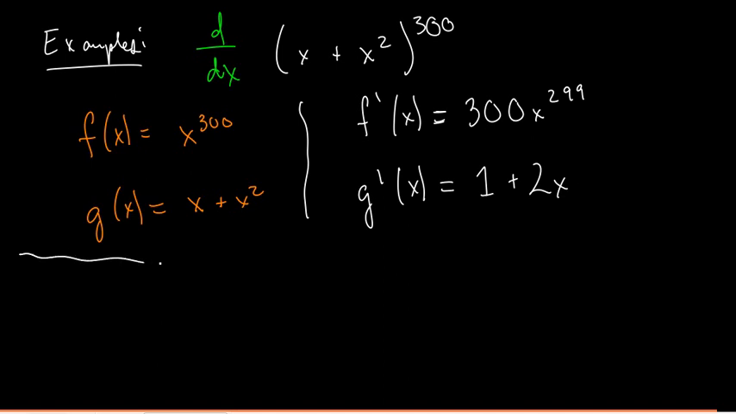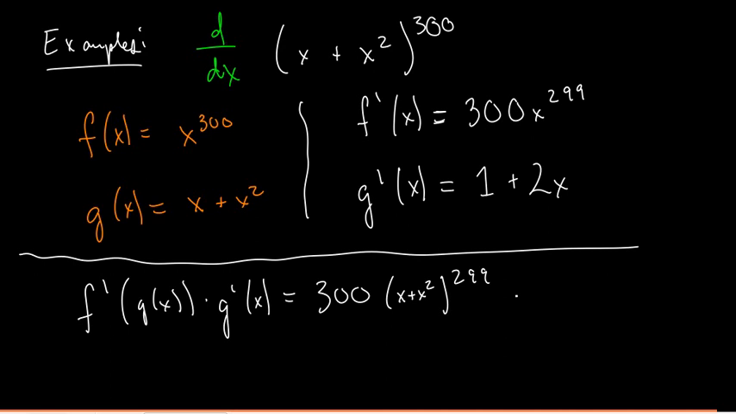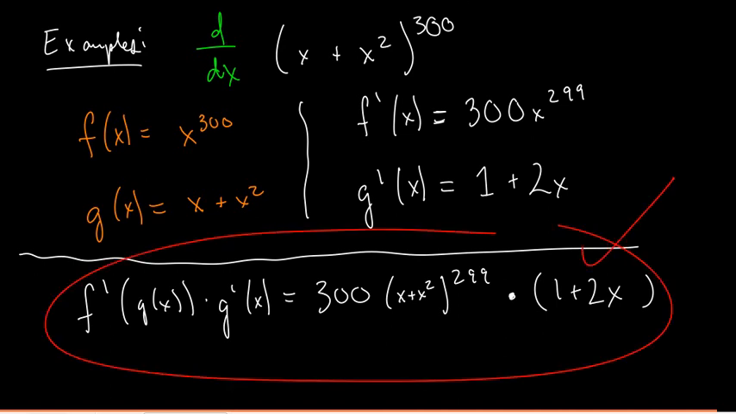So according to the chain rule, this is going to be f prime with g plugged in, times g prime of x. So how is this going to go? I'm going to have 300 to the 299 power, and I'm going to plug g of x in. What is that? That's x plus x squared. So x plus x squared. There you go. And then you finally multiply by g prime of x, which is simply 1 plus 2x. All right, and there you have it. That's what the derivative of x plus x squared raised to the 300 is going to be.